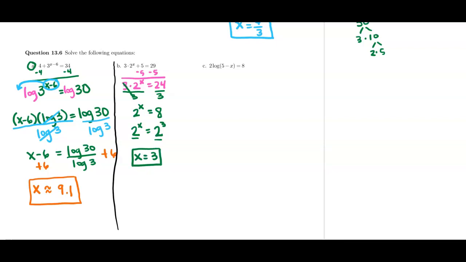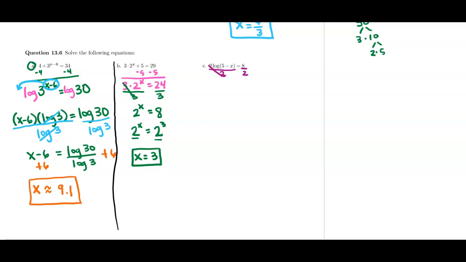Now on this other one, you can see we've got a log, but make sure you remember that if there's no base written on that log, then it's really base 10. Sometimes people want to put that 10 in there just to remind them. But the log is not by itself yet. Remember, it's connected to this 2 by multiplication. So the first thing I'm going to do is divide both sides by 2, so I can get that log part by itself.